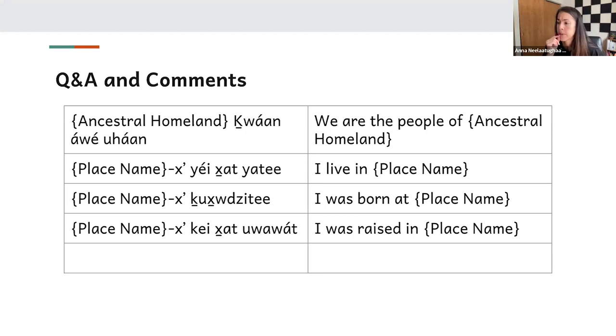If you are not sure what ancestral homeland you're from on your mother's side, we can practice using Shirley's, which is Kagwantan. Let's pretend we're Angun Kwan just for pronunciation practice. So go ahead and repeat after me. Angun Kwan Awa Uhan. Good.